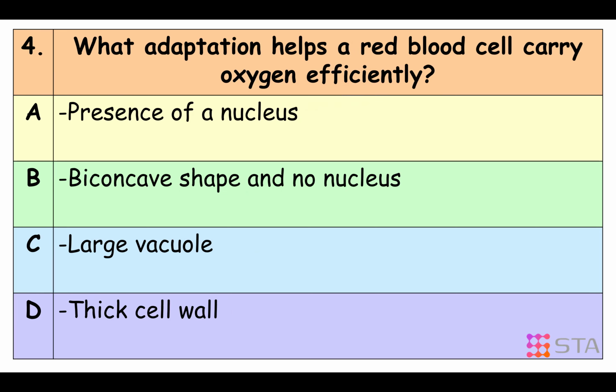Number four, what adaptation helps a red blood cell carry oxygen efficiently? And the answer is B, a biconcave shape and no nucleus.